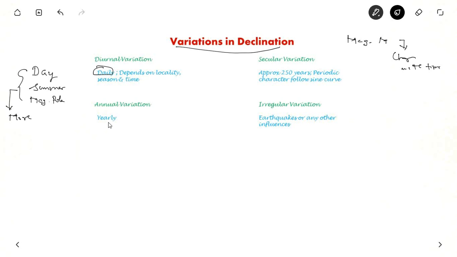And annual variation is yearly variation. Every year it will change by some small amount of degrees. And secular variation is like every 250 years approximately, it follows a cycle like a sine curve. The variation keeps on changing. Like if you take one point A, it would have been 10 degrees declination in 2000 year, but it would have been 8 degrees declination in 1750. So this is secular variation. Irregular variation is it does not follow any pattern. Suddenly if an earthquake comes or any other strong influence comes, the declination will vary.